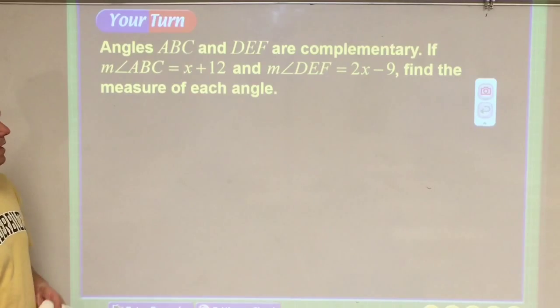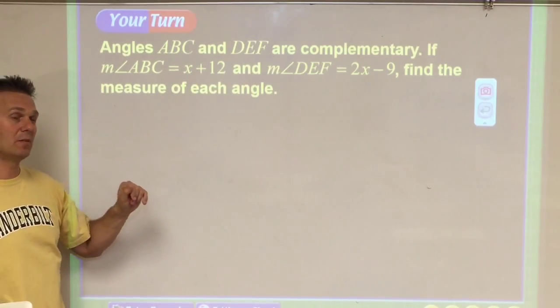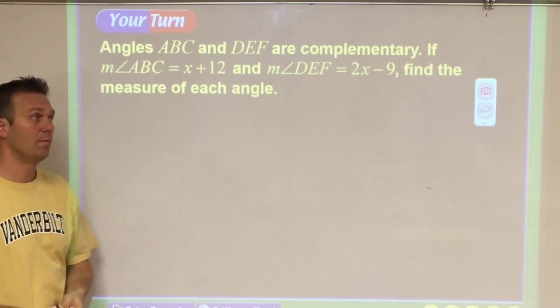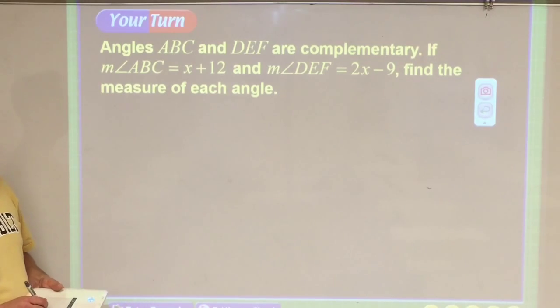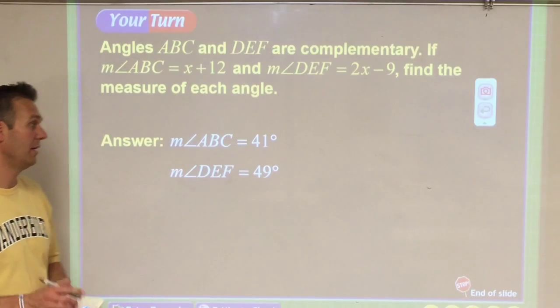Here's your turn. See if you can solve that. This time you're told that they're complementary. So complementary equals 90 degrees. So this plus that equals 90. And if you actually did this right, the final answer would have been 41 degrees and 49 degrees.